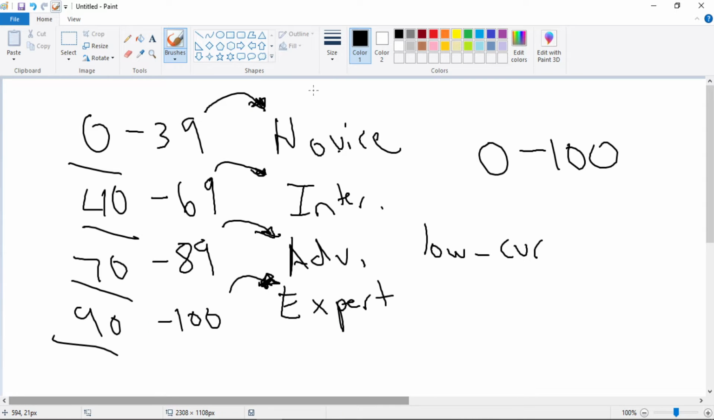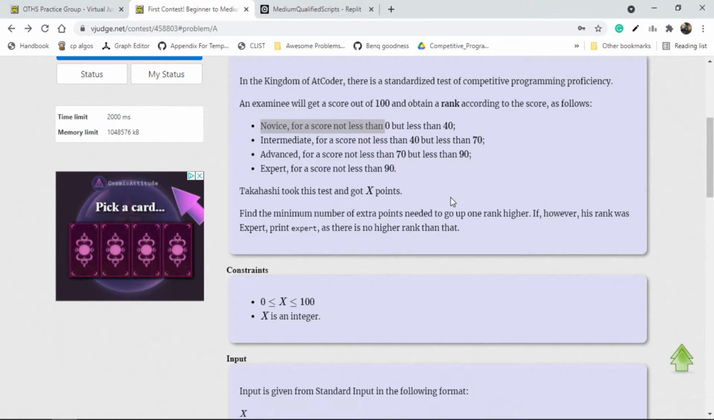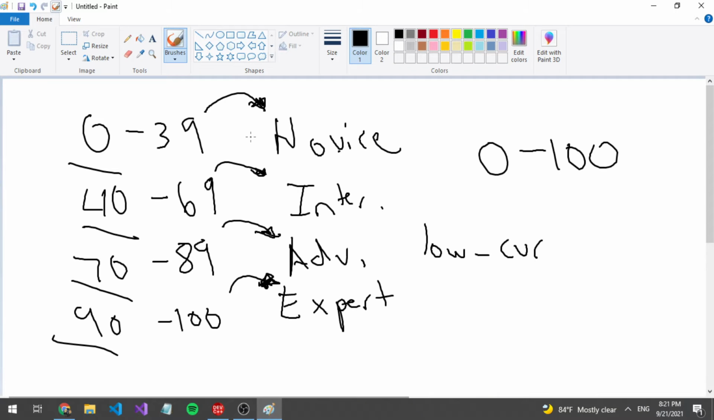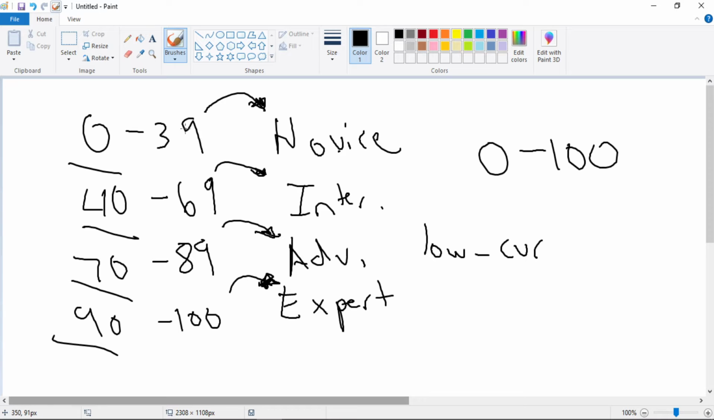So you're a programmer who just took a test and you're in four different groups based on the score you got. So 0 through 39, you're a novice, 40 through 69, you're intermediate, 70 through 89, you're advanced, and 90 through 100, you're an expert. One thing you'll notice is that instead of 40 right here, I put 39, because it says less than 40. That means 40 is not within the novice area. So it's within this range.